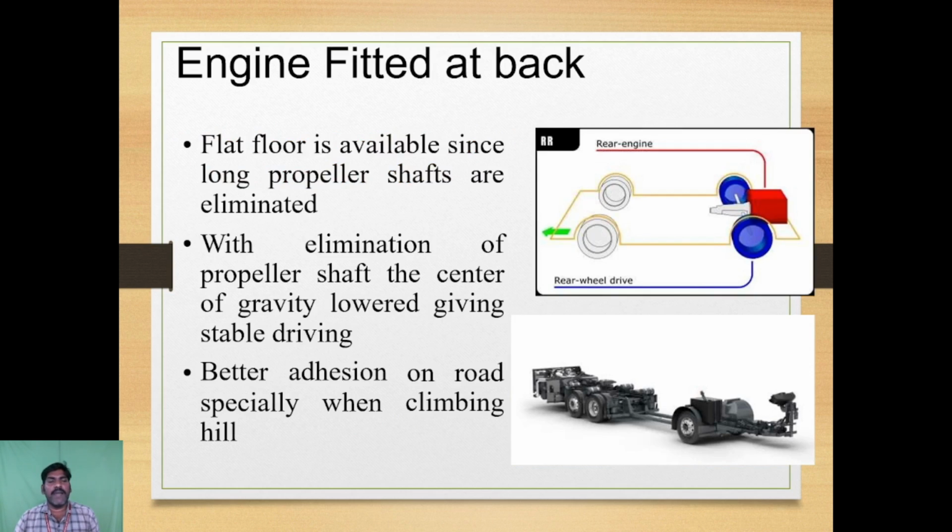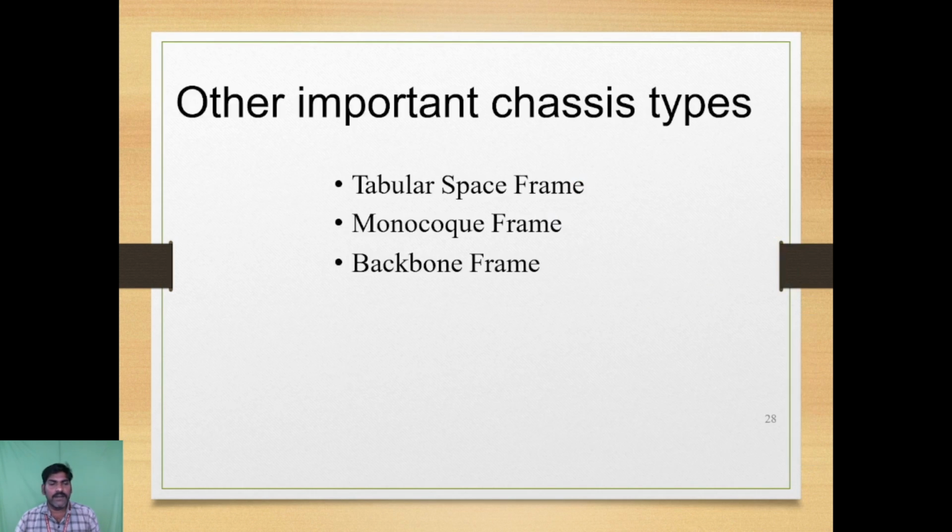Engine fitted at back. First one, a flat floor is available since the long propeller shaft is eliminated. Second, with the elimination of the propeller shaft, the center of gravity is lower, giving stable driving. Third one, better adhesion on the road, especially when climbing hills. Other important chassis types: one is tubular space frame, second monocoque frame, third one backbone frame.